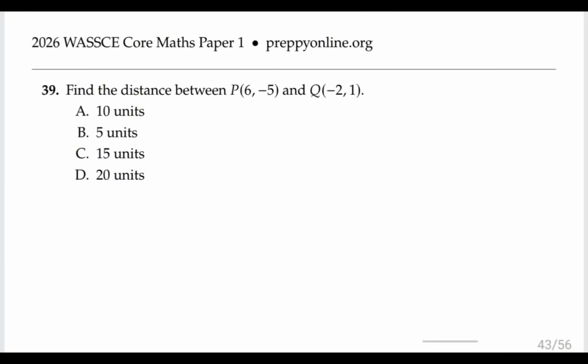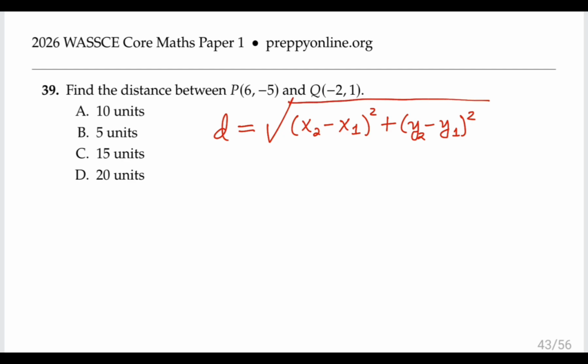Question 39. Find the distance between P(6, -5) and Q(-2, 1). So here we just use the distance formula. If the distance is D, then according to the distance formula, we have the square root of (x2 - x1) squared plus (y2 - y1) squared. So this is the distance formula.